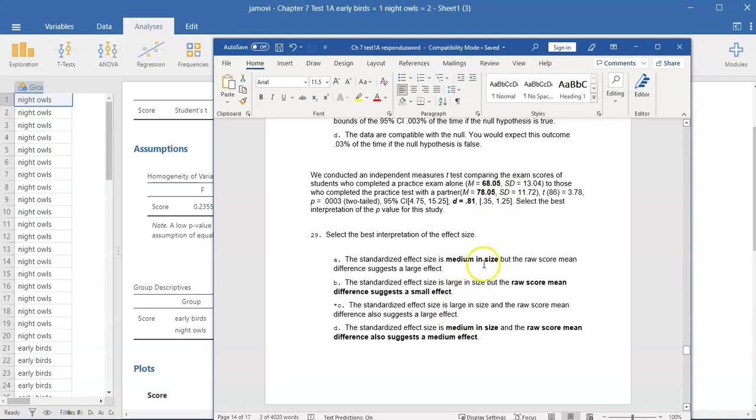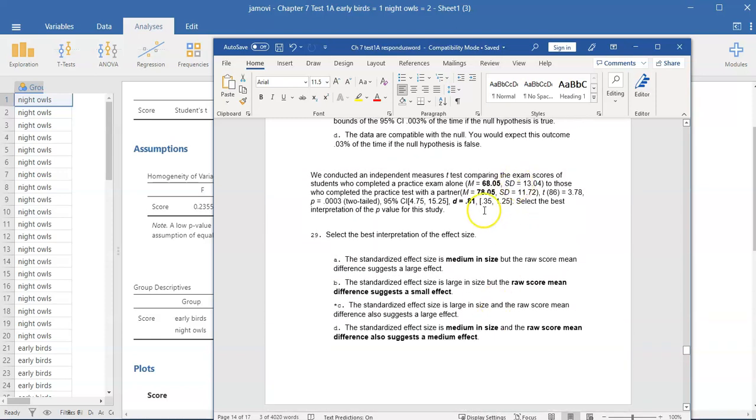A is wrong because it's saying it's a medium effect, and it's not. It's large. And this is saying that the raw score mean difference is small. It's not. It's large again. And then this is saying it's medium, and they're not. They're both large.